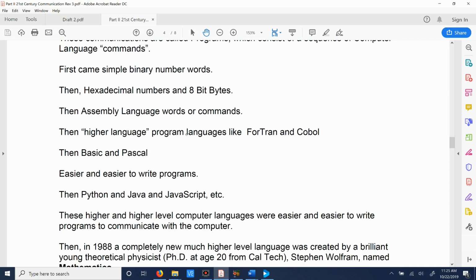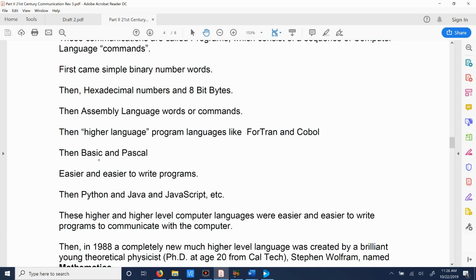Then came higher language programs. Now, the first two original ones were called Fortran and COBOL. Fortran stood for Formula Translator. COBOL stood for Common Oriented Business Language. Now, those were for mainframe computers, basically. And for personal computers then, as they came along, you got programs called BASIC and Pascal.